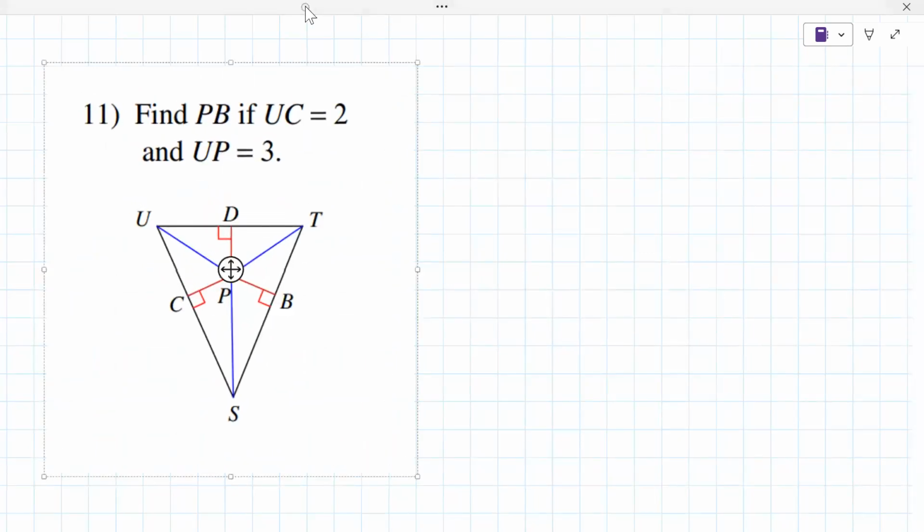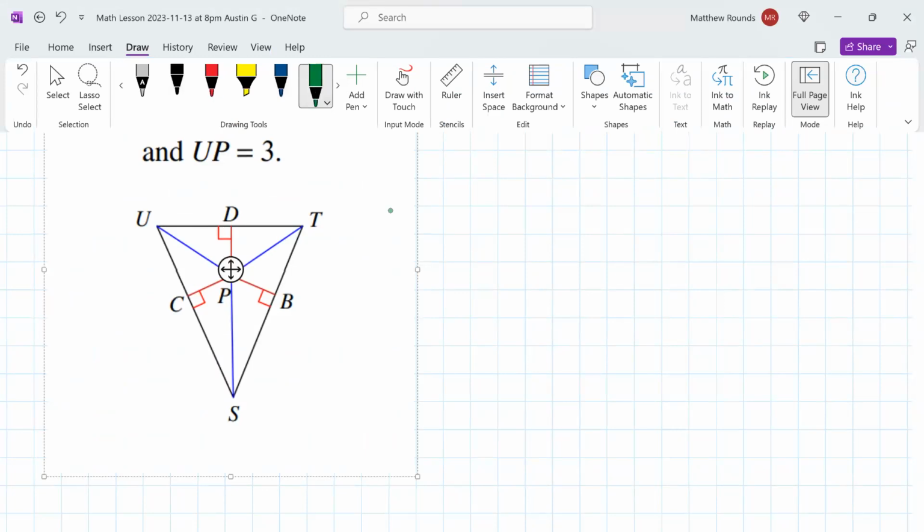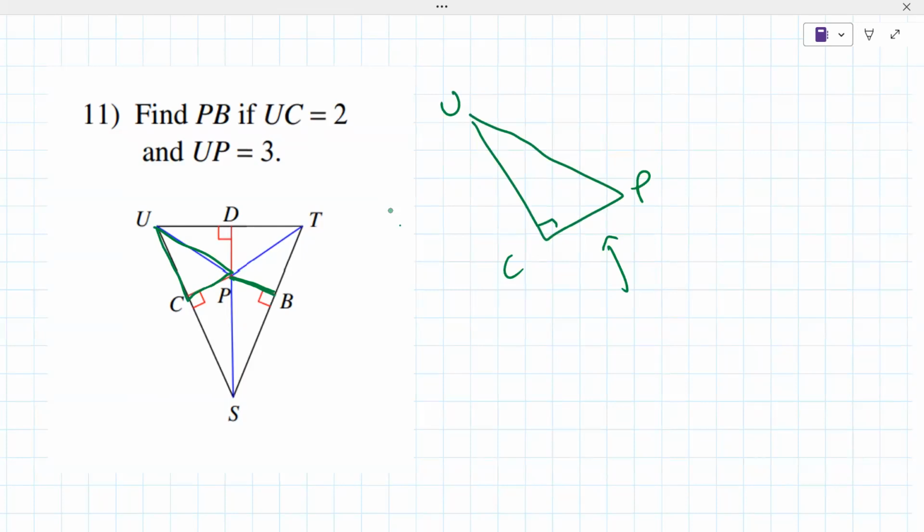All right, so let's see which triangle you're focusing on this time. Let's switch to green here. So PB, you're trying to find PB, and you're given UC. Where's UC? You're given that. So you really need to find this triangle here on the left, this green one. You need to find CP because that's the same as PB. So see if you can set that up. It's kind of like the last one, actually.